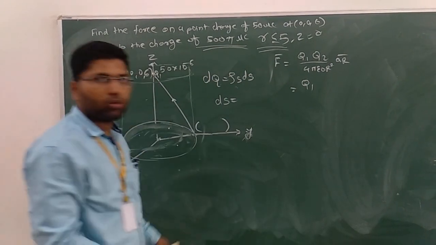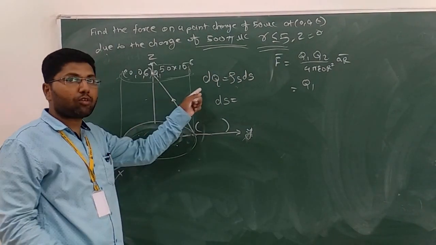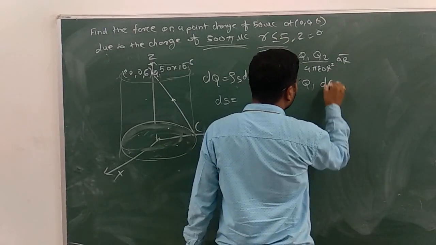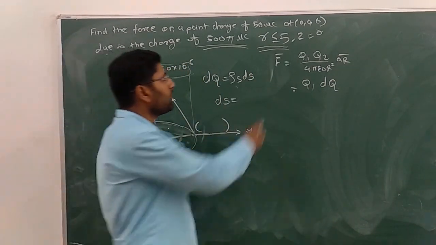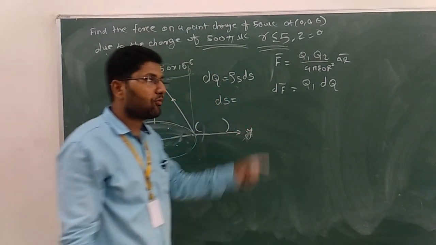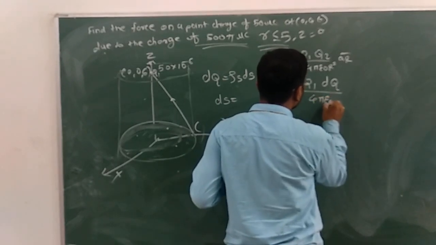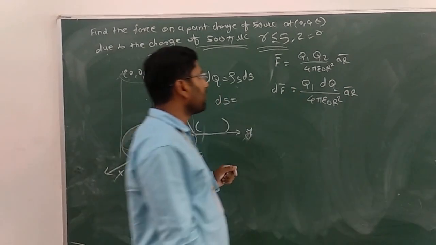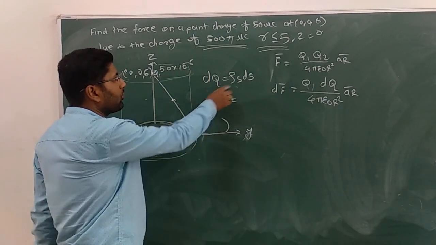What about q2? Now q2 is distributed over this disk. So q2 is converted into dq. So instead of q2, I will use dq. If you are taking a dq for a small differential length, the force will convert into df bar. So be careful about that. df bar is equal to, as it is, other things are similar, dq over 4 pi epsilon 0 r square, ar bar. Now we have to find out this dq first: rho s ds.